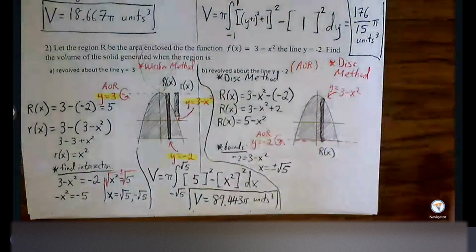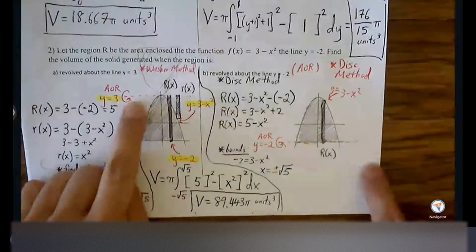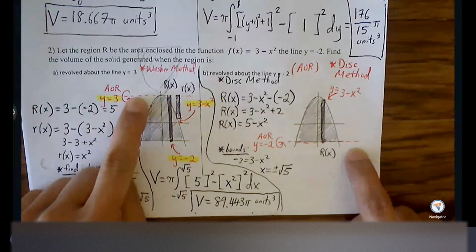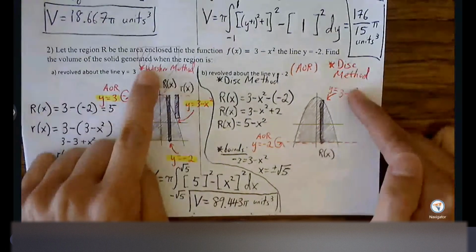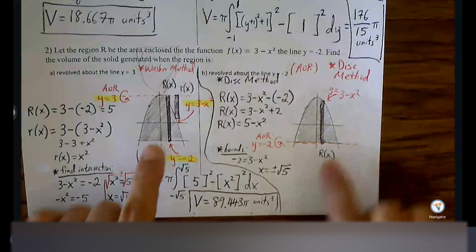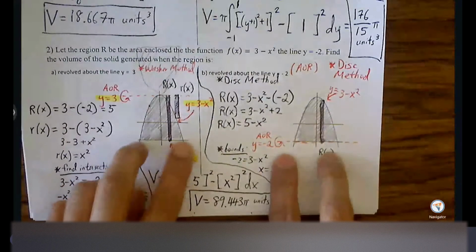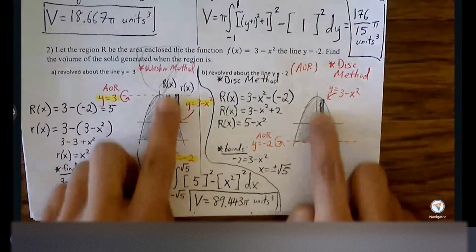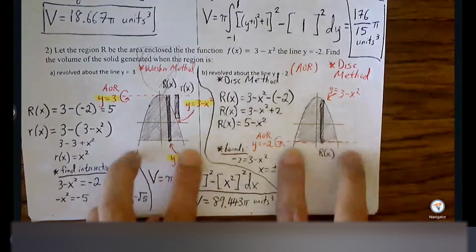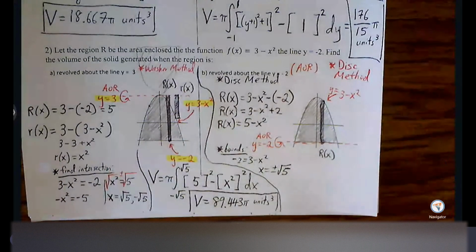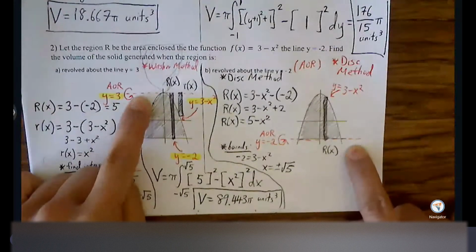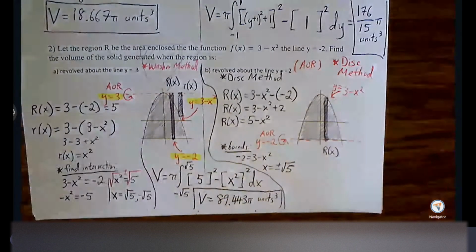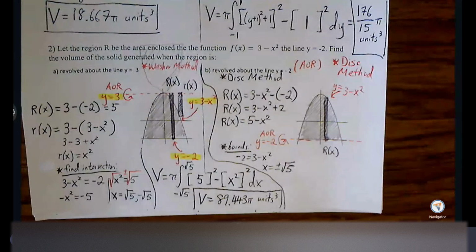Now, let me point something out here. Look at the axis of revolution, right? It's in a different location. It's a different problem, it's a different method, but it's the same bounds. As long as your shaded region is the same and your orientation is the same, we're just looking at the shaded region. So this is another good thing to notice: your axis plays no role at all when you find your bounds. You're just looking at your shaded region.